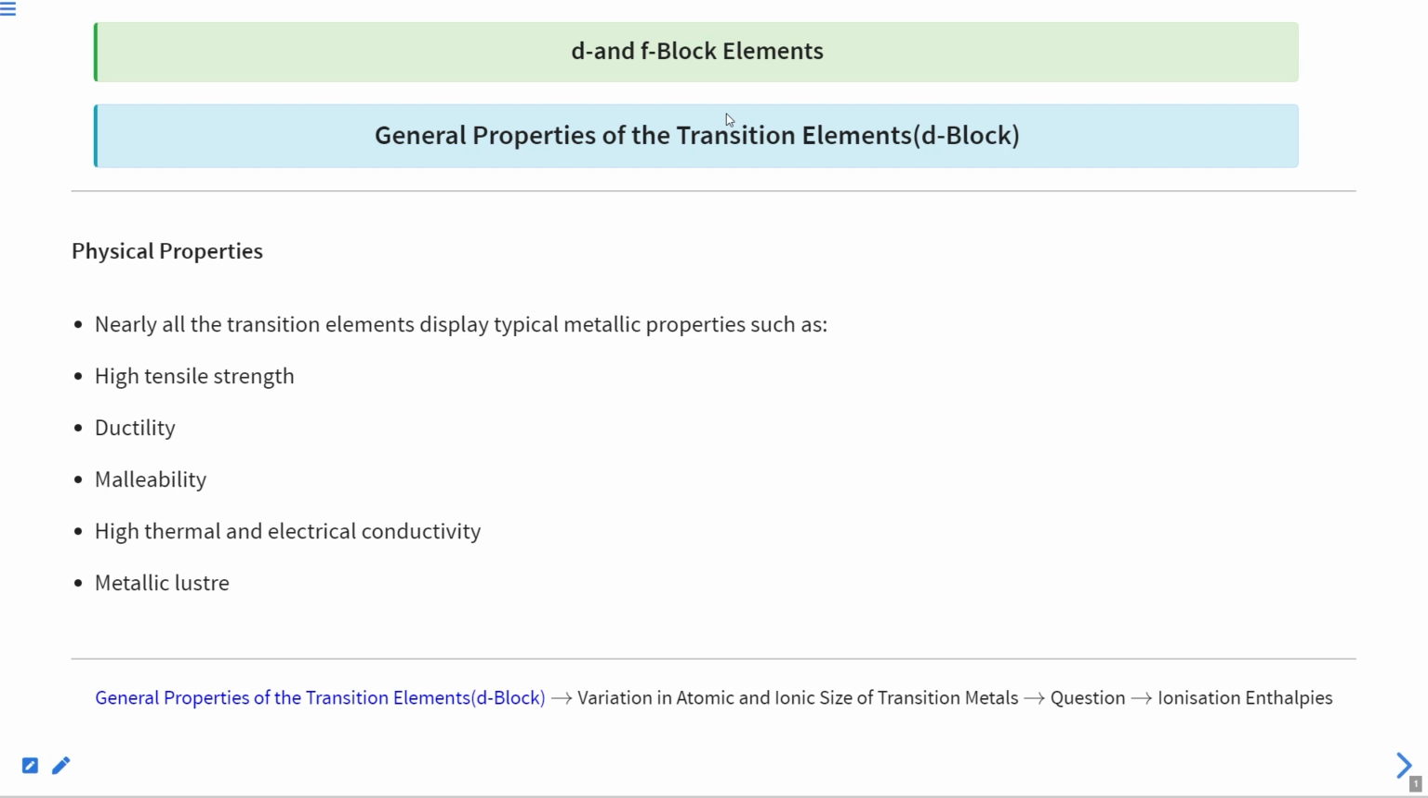Clear? Now, talking about these properties that are written here: high tensile strength, ductility, malleability, high thermal and electrical conductivity, metallic luster. You've seen all this, right? It means that you can bend them into wire, and you can hammer them into sheets. They have high tensile strength, which means they don't break easily. They can conduct electricity and also heat. So these are all the points related to metals, and they are all shown by the d block elements, which illustrates that these d block elements are metals.